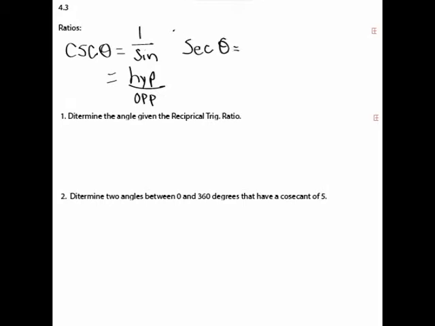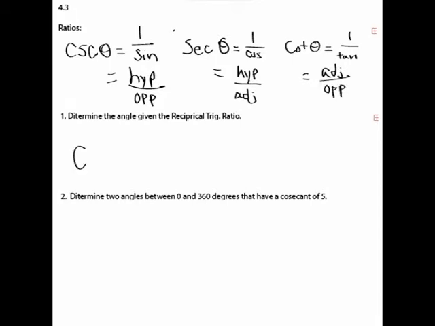Secant is the next ratio. Secant theta is equal to 1 over cos theta, or hypotenuse over adjacent. The final ratio is cotangent. Cotangent theta is equal to 1 over tan theta, or adjacent over opposite.